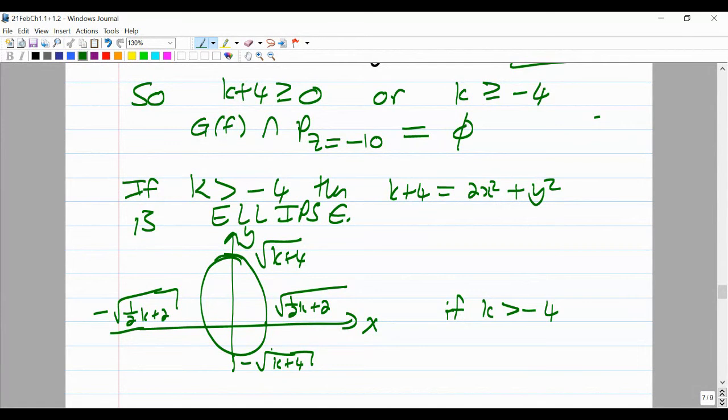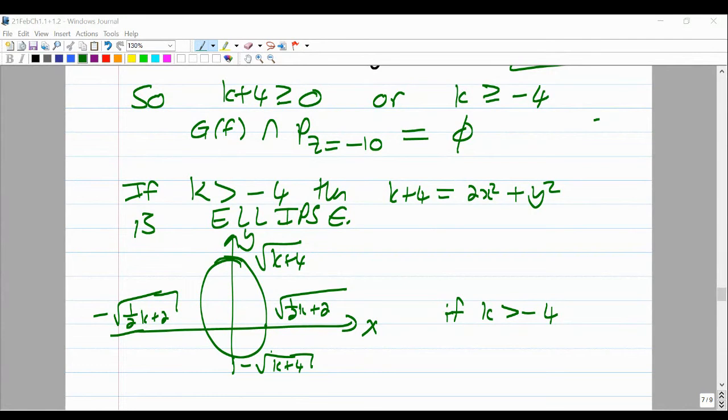So what does this mean? What do you guys think happens if we make k bigger and bigger and bigger? You're going to verify that if k is bigger than minus 4, the shape is an ellipse. Just double check you agree.